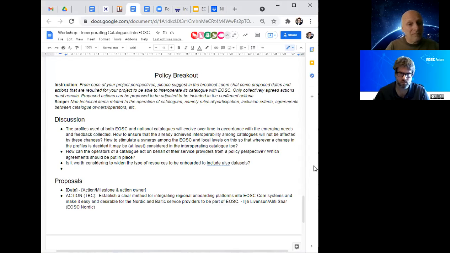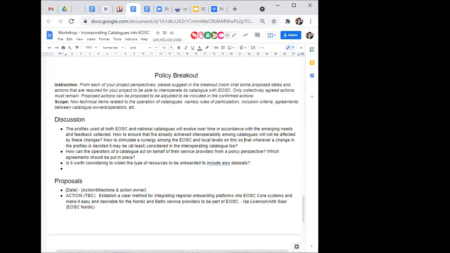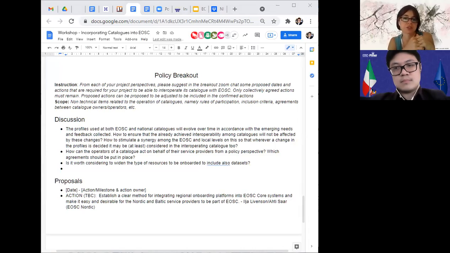Let me remind you a bit the idea behind this session. The idea is that we should catch this opportunity to propose and discuss practical actions regarding policies, and possibly to agree on a timeline for them and practical milestones. So the idea is that everybody should be enabled to suggest actions through the chat, and then we'll start discussing them and add them in the document that you can see on your screen.